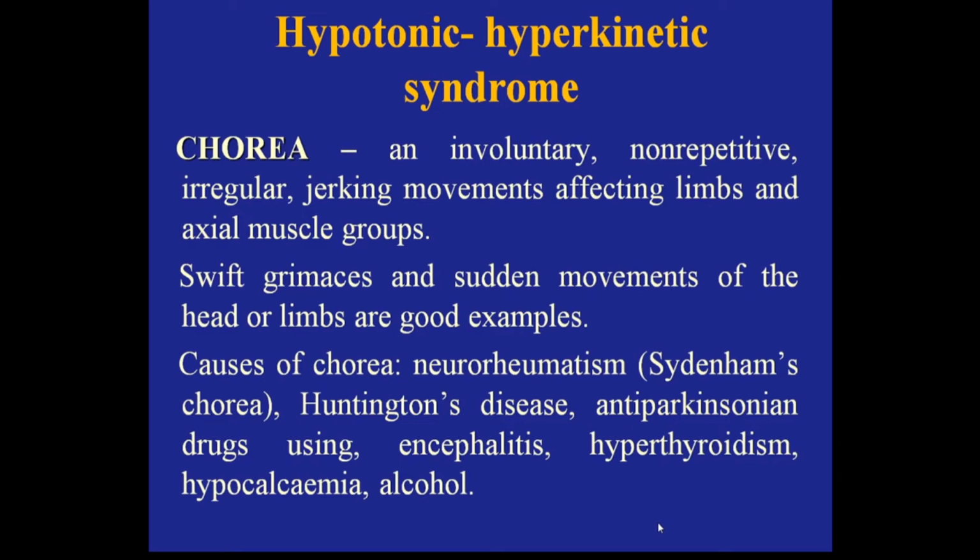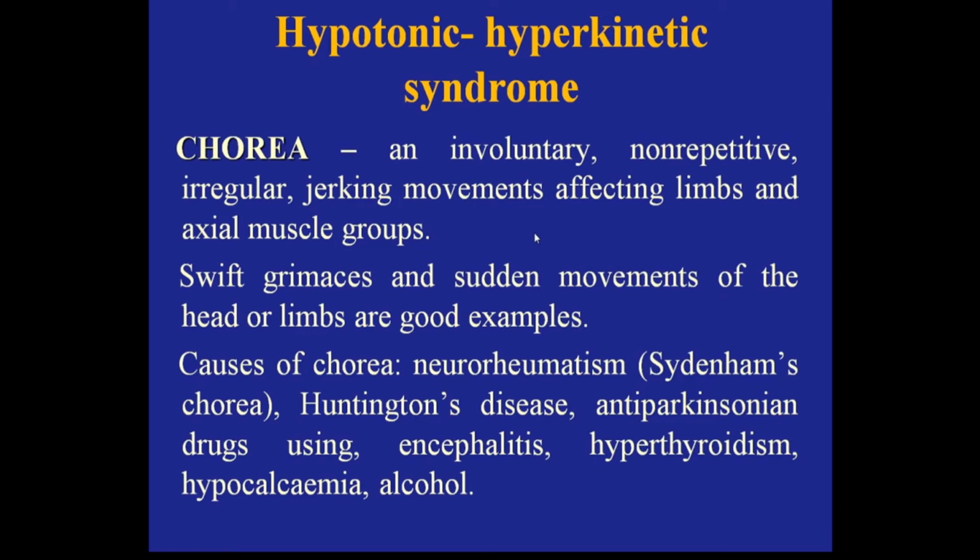Some words about hypotonic, hyperkinetic syndrome. You see, hypotonicity plus different types of hyperkinesis are typical signs of striatum syndrome. What is hyperkinesis? Hyperkinesis means violent movement. Patients cannot hold these violent movements. And in case of striatum syndrome, patients have muscle hypotonia plus different types of hyperkinesis. What are they? The first one is chorea, involuntary, non-repetitive, irregular, jerking movements affecting limbs and axial muscle groups.